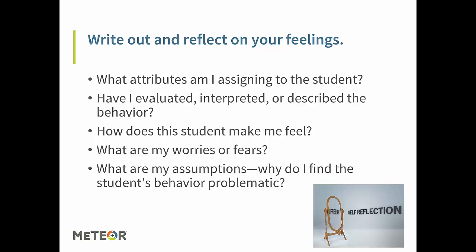What attributes am I assigning to the student? Have I evaluated, interpreted, or described the behavior? How does this student make me feel? What are my worries or fears? What are my assumptions, and why do I find the student's behavior problematic? At this point, the teacher has acknowledged his or her prejudices or deficit thinking, despite the difficulty and uncomfortable feelings that this reflection may reveal. The teacher reflects on and rewrites interpretive or evaluative statements in descriptive terms and begins to rethink why she or he responded to the student in a particular way.